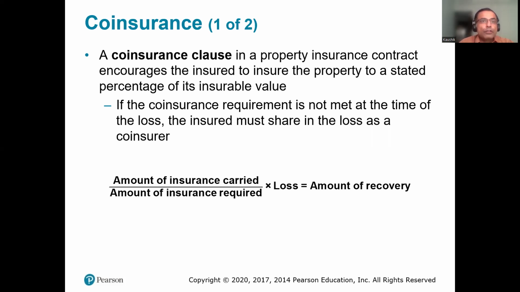So we start with co-insurance. The co-insurance clause in a property insurance contract ensures that the customer has insured the property to a certain percentage of its value. If the co-insurance requirement is not met, then the customer has to share the loss as a co-insurer.